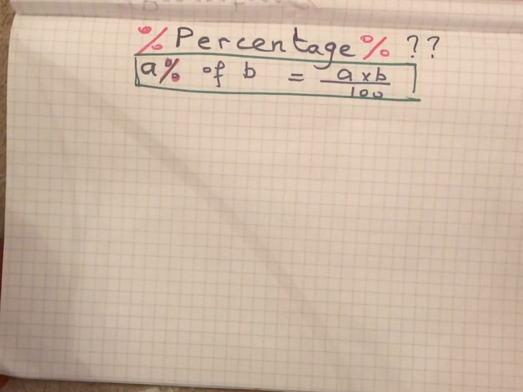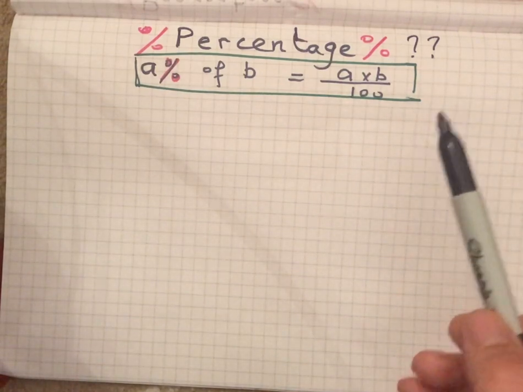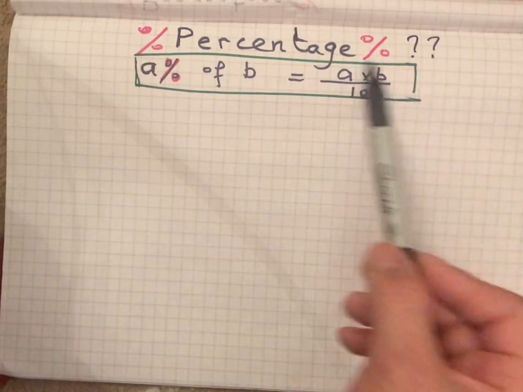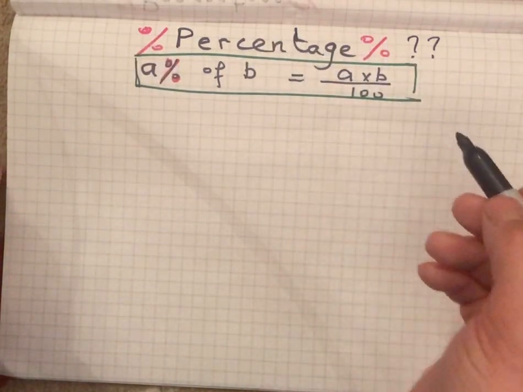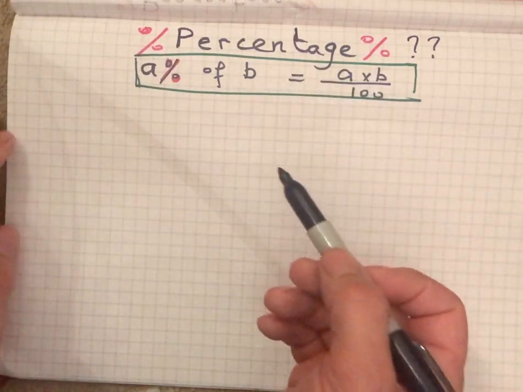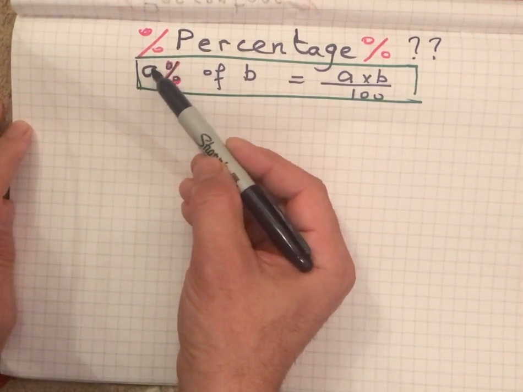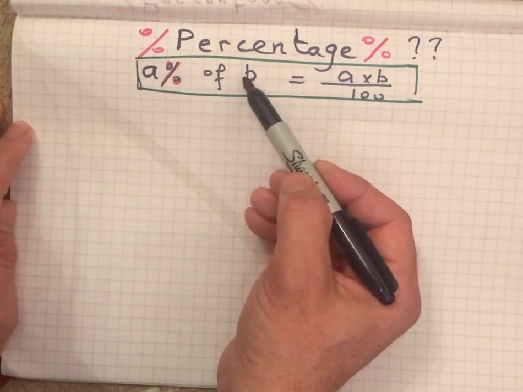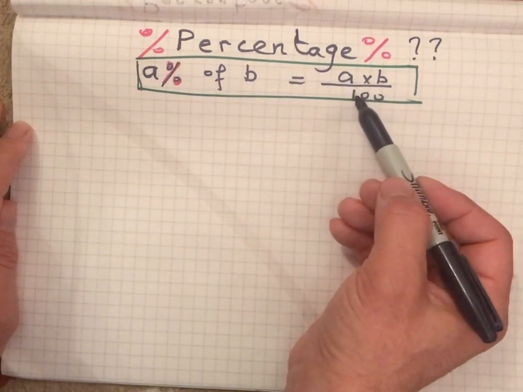My new lesson today is about percentage. I want everyone to understand in clear and simple steps how to work out the percentage. Percentage really means a fraction of a number. The general formula for a percentage: a% of b, where a is a number and b is a number, is a times b divided by 100.